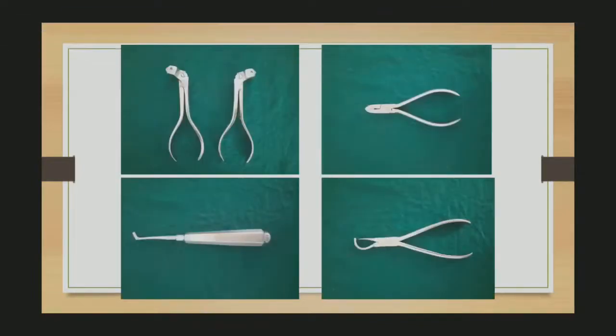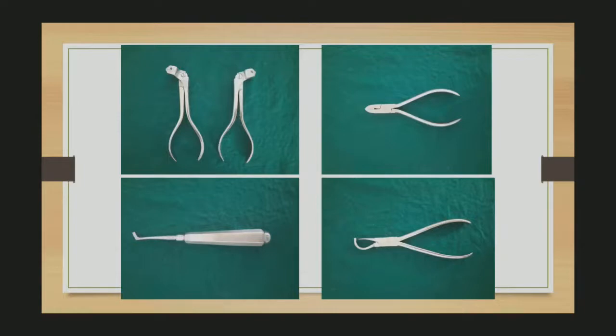The first one is the beak plier. There are left and right beak pliers, which should be used in the desired arches. The main aim of the beak plier is band pinching, also called the final adaptation of the band.